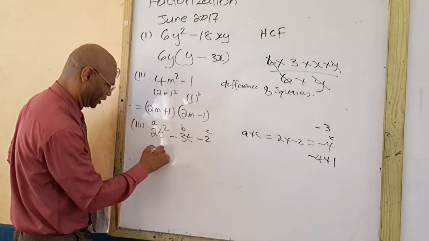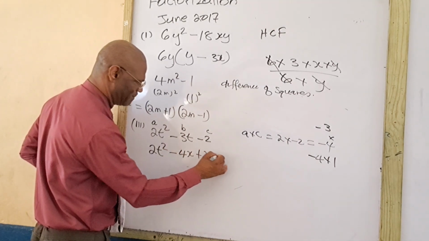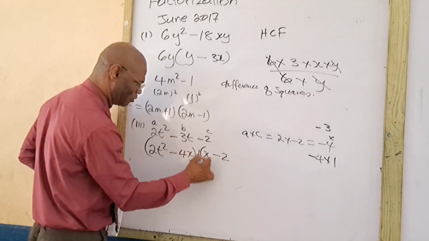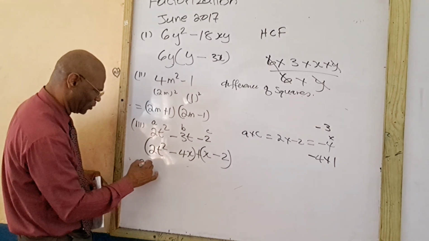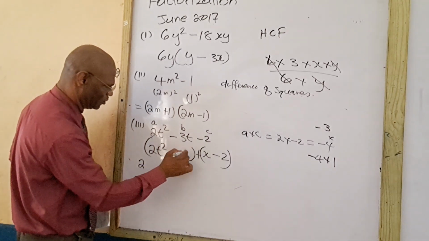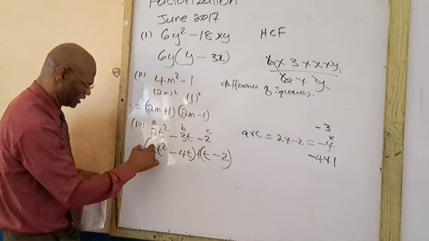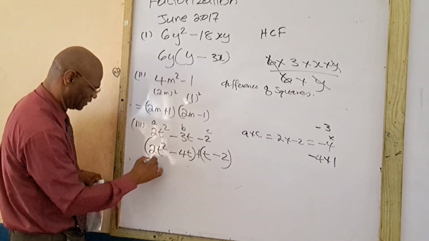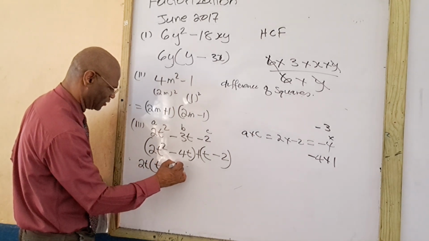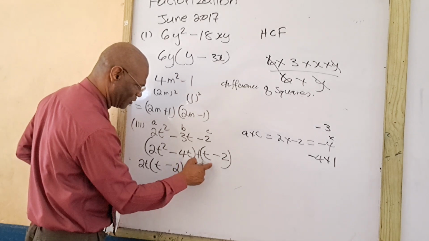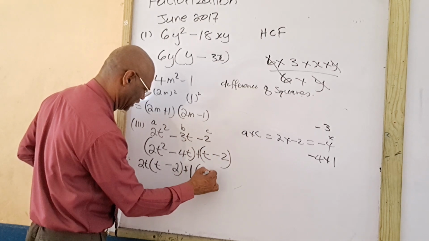So we have 2t squared minus 4t plus t minus 2. Group them. What's common here? So 2t, and t for t. So that's 2t is common. 2t squared divided by 2t gives us t minus 2. Right? And then what's common here is just 1. Right? So t minus 2.